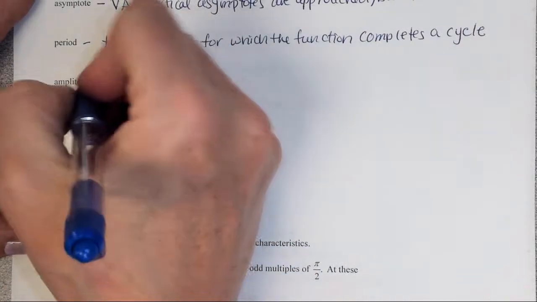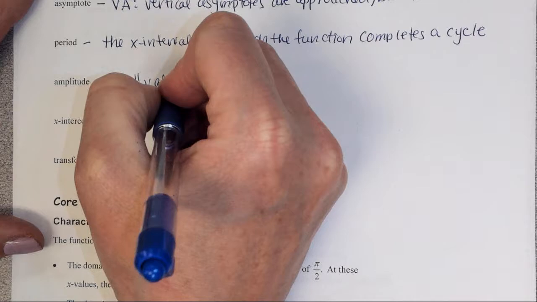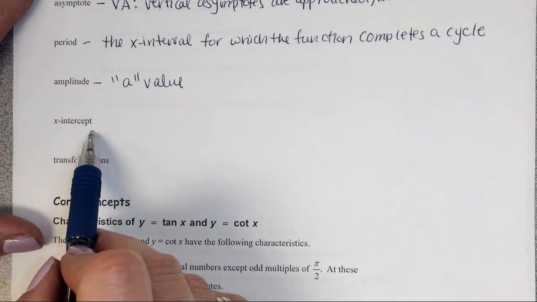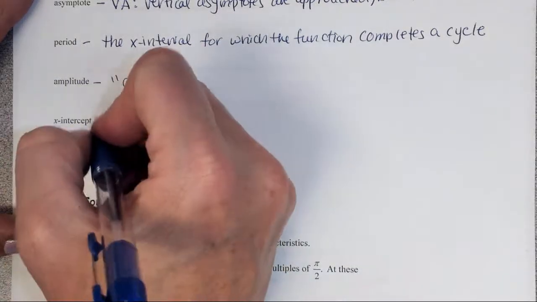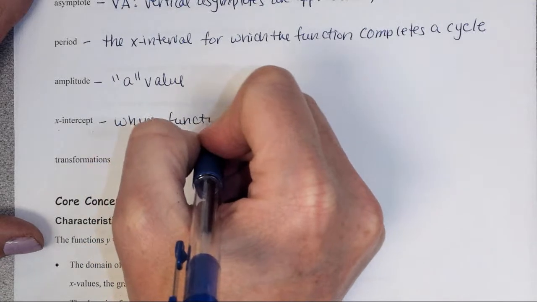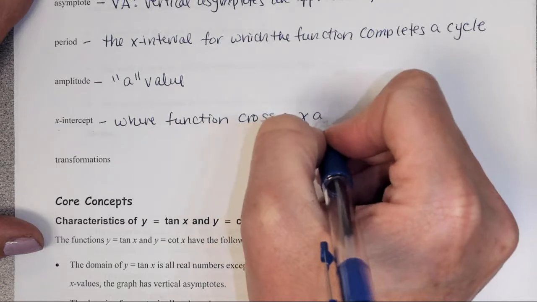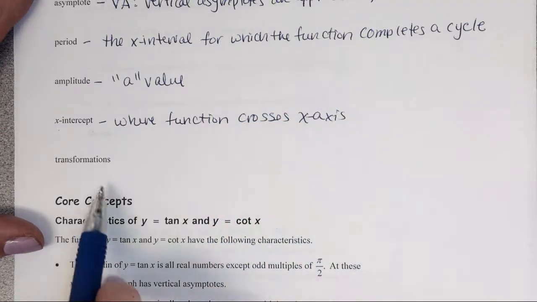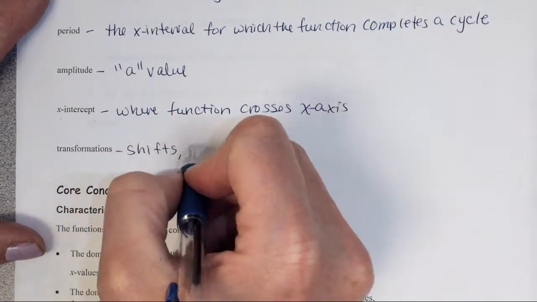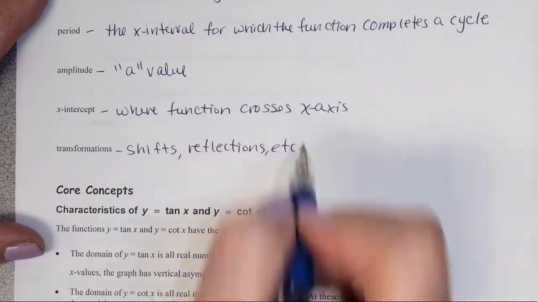The amplitude, this is the a value, just whatever the a value is of the function. And then I think we already know x-intercepts are just where it crosses the x-axis. So it's where the function crosses the x-axis. And transformation, these are just shifts, reflections, all that good stuff. Okay.